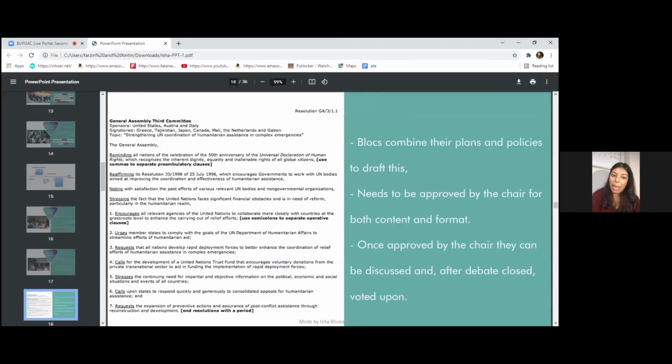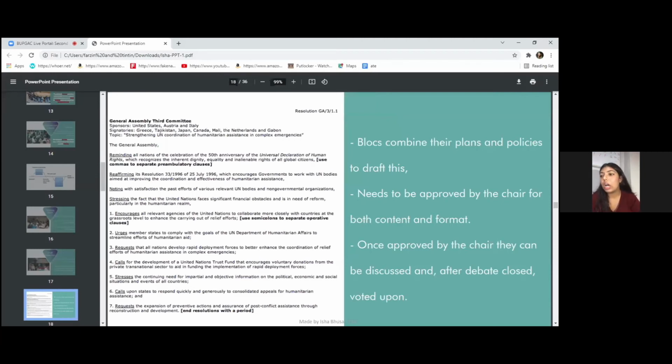So it happens like that, right? Coming back to the draft resolution. A draft resolution is divided into two parts: preambulatory clauses and operative clauses. Preambulatory clauses are basically addressing the problems. Like, we know we have these problems, we have tried to solve them before, and so on. That is where you address a problem. If you can see, reminding, reaffirming, noticing, stressing, those parts are the preambulatory clauses.